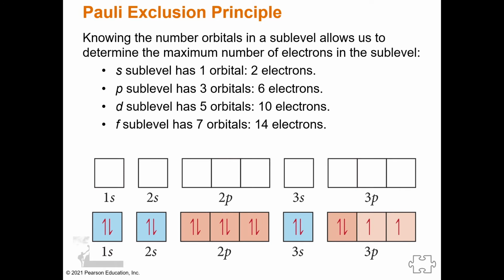If you remember how many orbitals there are in a subshell, then you'll know the maximum number of electrons that can be in a subshell. So for any of the s subshells, there's only 1 orbital, so they can only hold a max of 2 electrons. With the p subshell, we have 3 p orbitals, so 6 electrons.